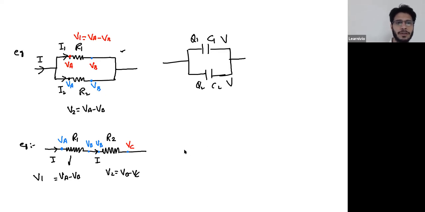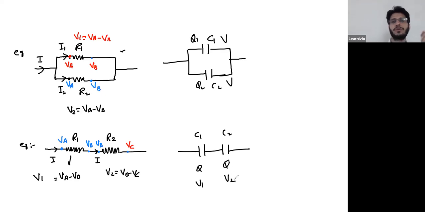Similarly, in this type of configuration, charge will remain the same. Both will have the same charge, but the voltage will divide into V1 and V2. So just note it down and let me know if you have any doubts.